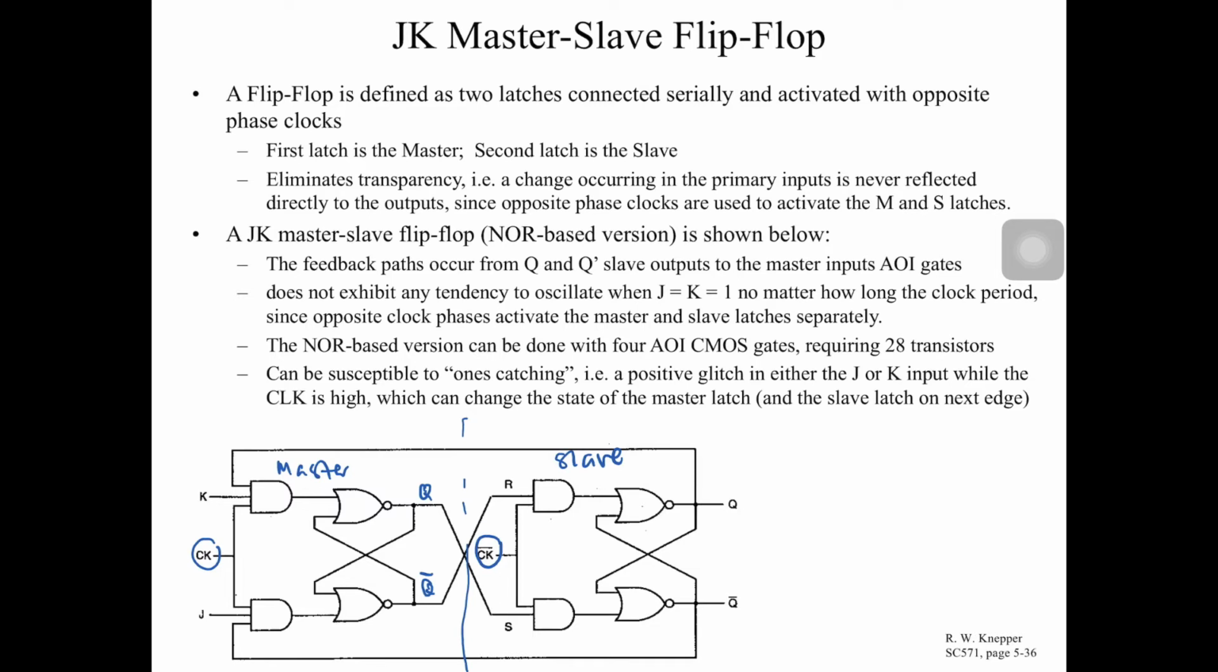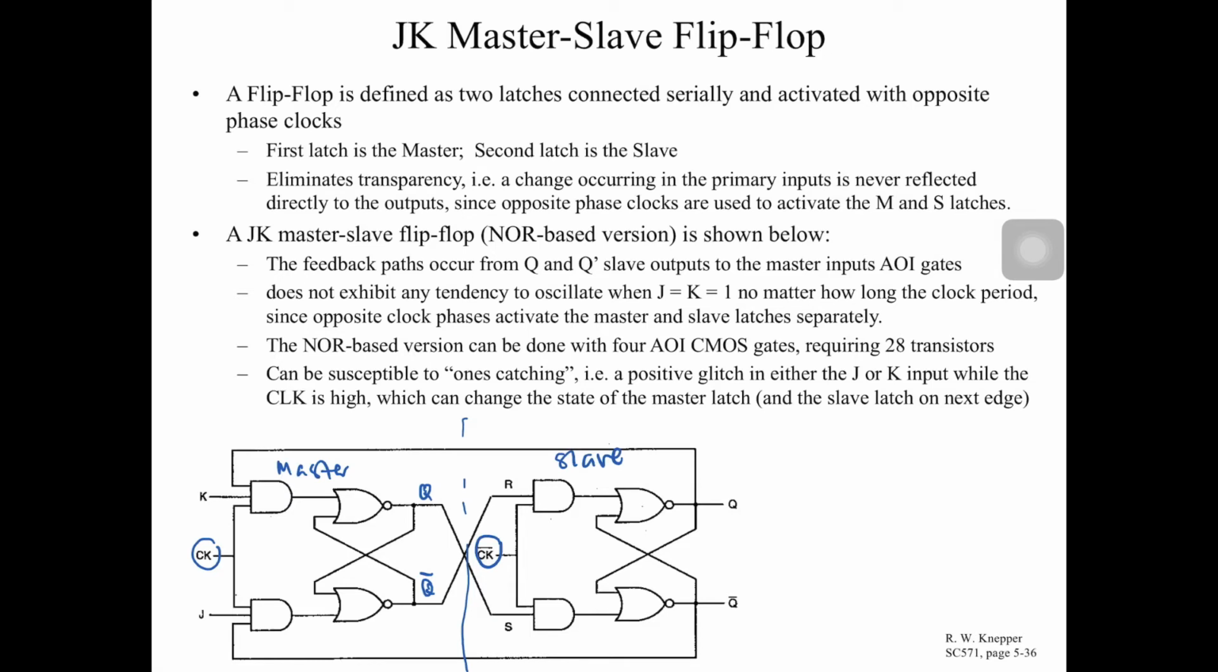It does not exhibit any tendency to oscillate when J equals 1 and K equals 1, no matter how long the clock period, since the opposite clock phases activate the master and slave separately. The NOR-based version can be done with 2, 4, and or inverter CMOS gates requiring 28 transistors. It can be susceptible to ones catching, that is, a positive glitch in either the J or K input while the clock is high, which can change the state of the master latch and the slave latch on the next edge.